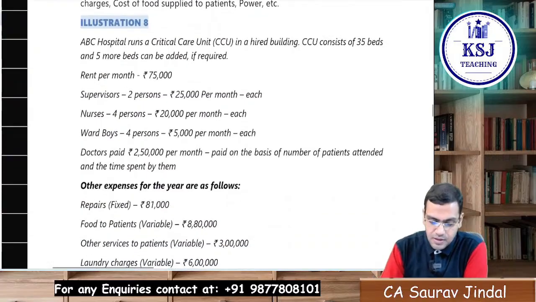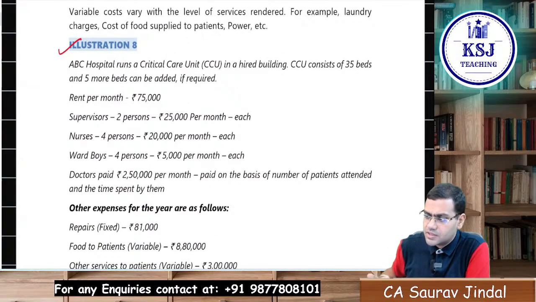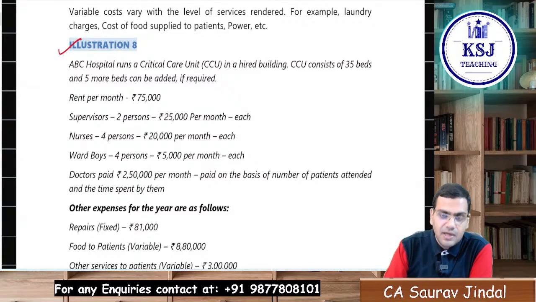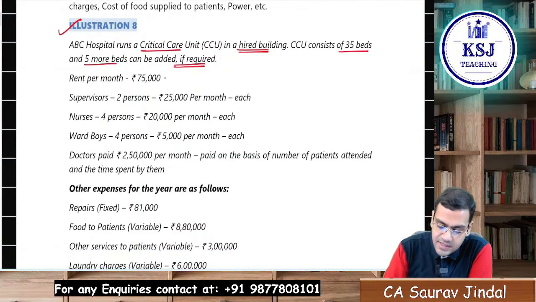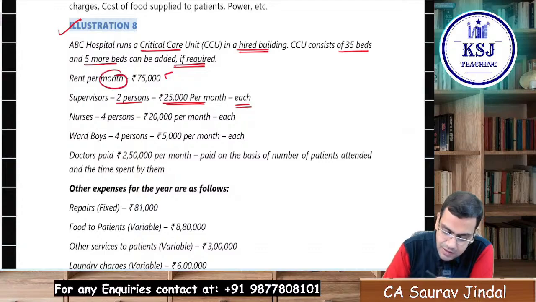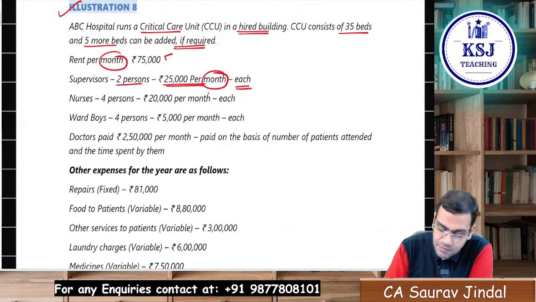Correct. Let's come to illustration number 8 on the hospital costing. The ABC hospital runs a critical care unit in a hired building. The CCU consists of 35 beds and 5 more beds can be added if required. Rent per month is given as 75,000. Supervisors 2 at 25,000 per month each. Rent is also given for a month. This salary is also given for a month. Nurses 4 at 20,000 per month each. Ward boys 4 at 5,000 per month each.